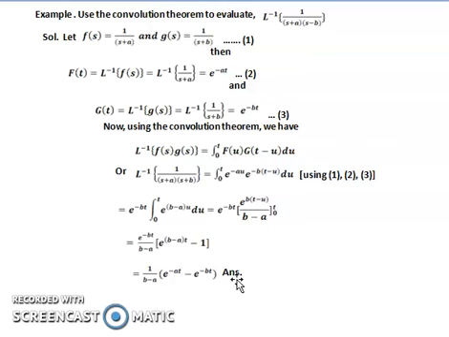So this is the answer. So this is all about the convolution theorem and related problems. So thank you.